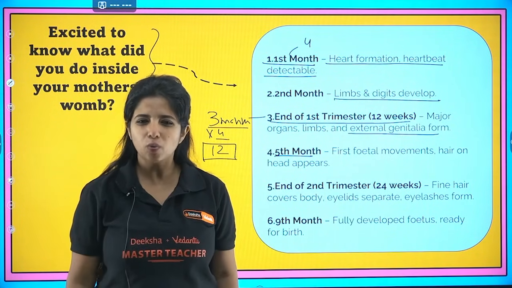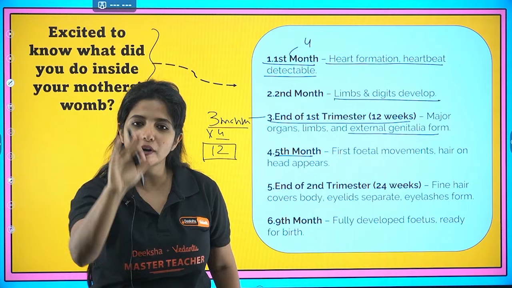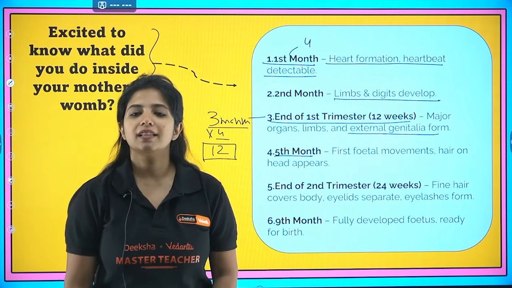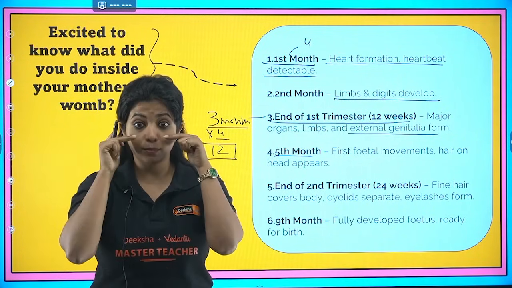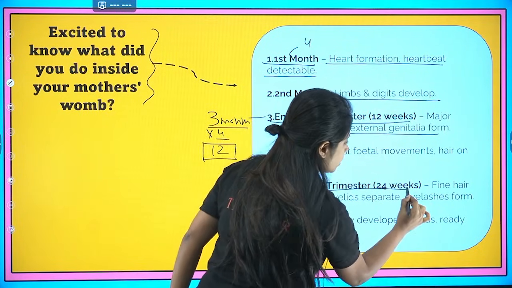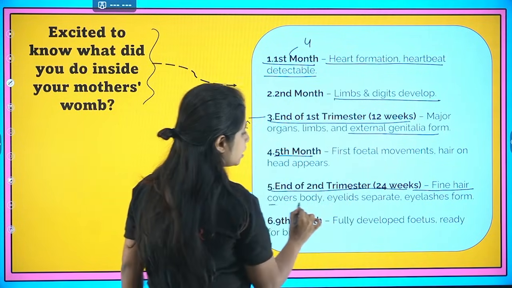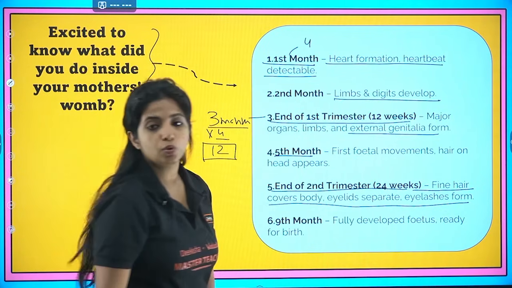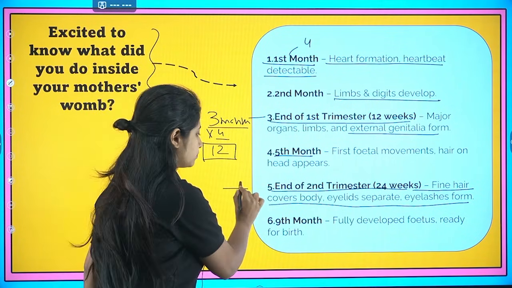Now God said that you wanted hair, right? Have hair on your body also. So in the 6th month, the baby will be having hair on the body. There will be eyelashes and the eyelids are also going to be separated. So at the end of the 2nd trimester, that is 24 weeks, fine hair covers the body and eyelids are also going to get separated. Got it?